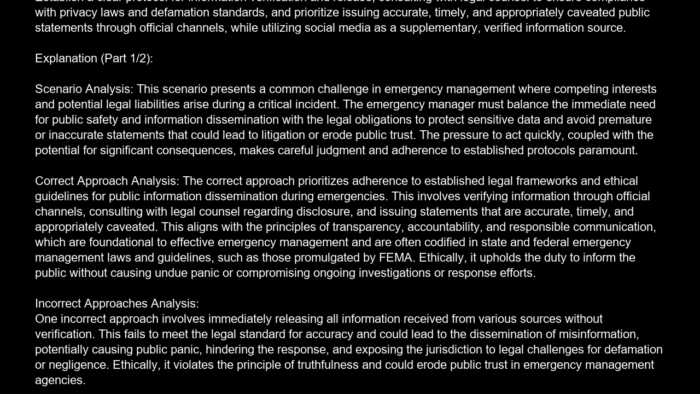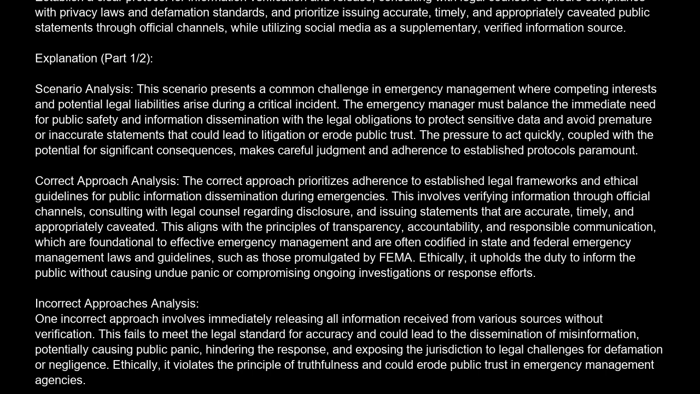Correct approach analysis. The correct approach prioritizes adherence to established legal frameworks and ethical guidelines for public information dissemination during emergencies. This involves verifying information through official channels, consulting with legal counsel regarding disclosure, and issuing statements that are accurate, timely, and appropriately caveated. This aligns with the principles of transparency, accountability, and responsible communication, which are foundational to effective emergency management and are often codified in state and federal emergency management laws and guidelines, such as those promulgated by FEMA. Ethically, it upholds the duty to inform the public without causing undue panic or compromising ongoing investigations or response efforts.